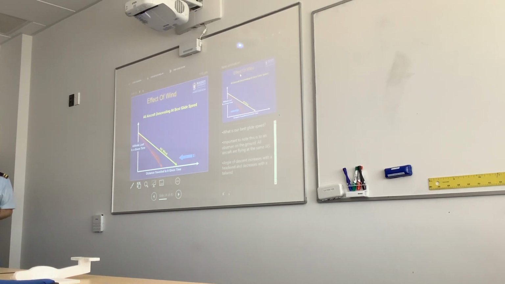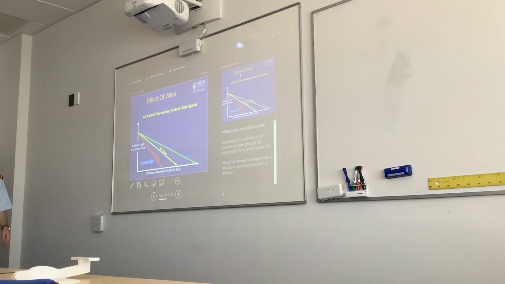So this time, as we descend, we have covered less distance across the ground, but we're still at the same airspeed. And as a result of this, the angle of descent is much steeper this time. So our range has reduced. What about a tailwind? What do you reckon?